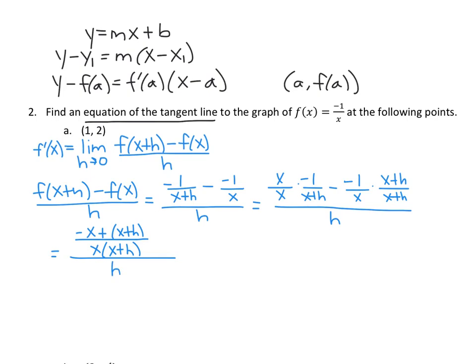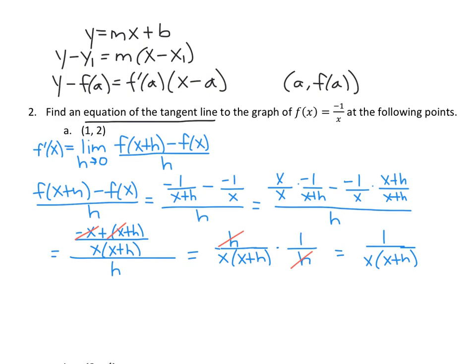Now notice that we have a negative x and then a positive x on top there. So those are going to cancel. So we're going to be left with an h divided by x times x plus h. And then this is all divided by an h, but instead of writing it as divided by h, I'm going to write this as multiplying by 1 over h. Now notice here we're going to have h in the numerator, h in the denominator are going to cancel, so we're left with a 1 over x times x plus h. So there's our simplified difference quotient.